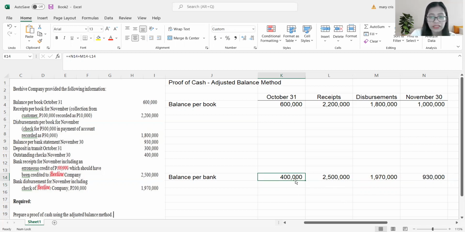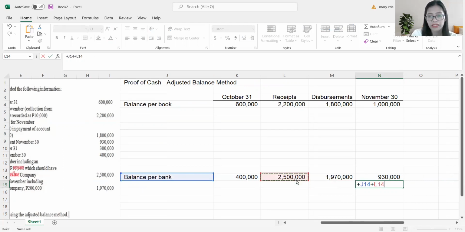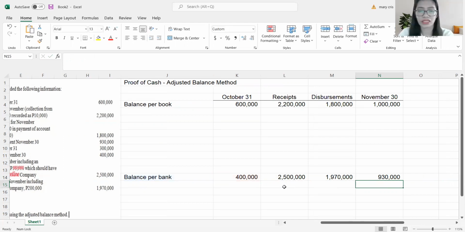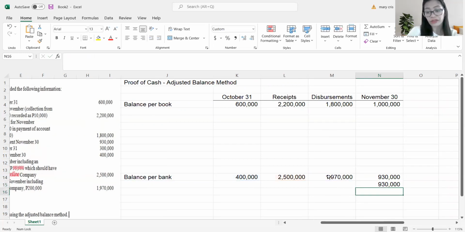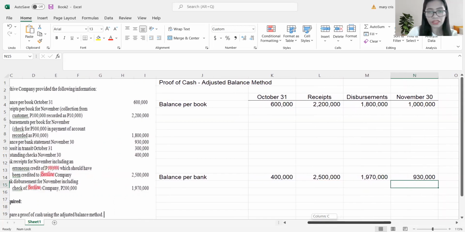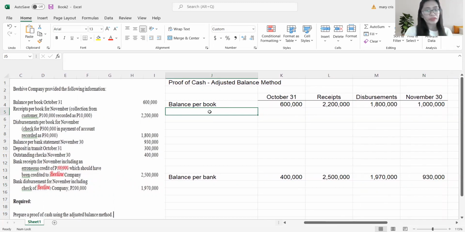You can always check if this is correct or not by performing the usual computation, which is the October 31 balance plus your receipts minus your disbursement. So dapat yung total na makukuha natin should be 930,000. So, sakto naman siya. Okay? After this, let us try to analyze the reconciling items pertaining to our book lang muna. So, let's have the book reconciling items.